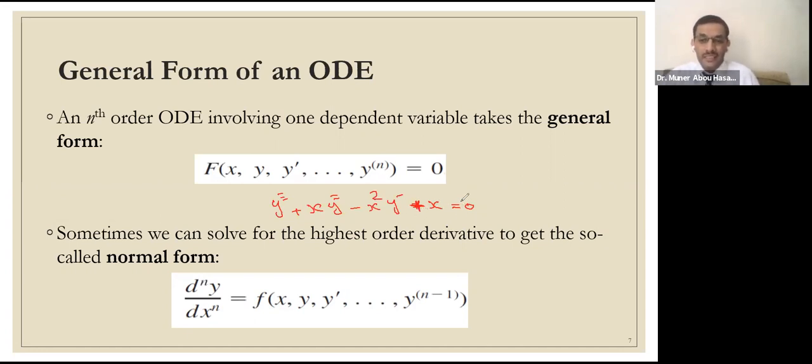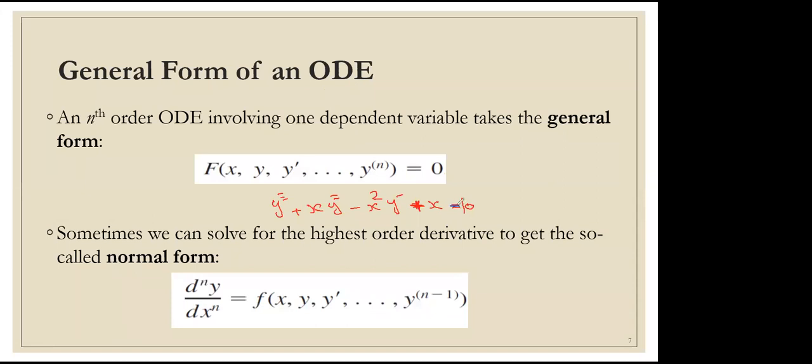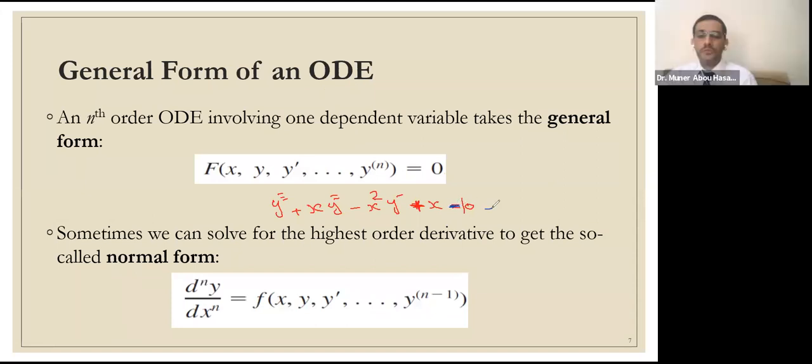But if it is equal 10, this differential equation isn't in general form. How to write it in the general form? What do you think? Minus 10 equals 0. So move 10, minus 10 equals 0. So it's very easy, this form.